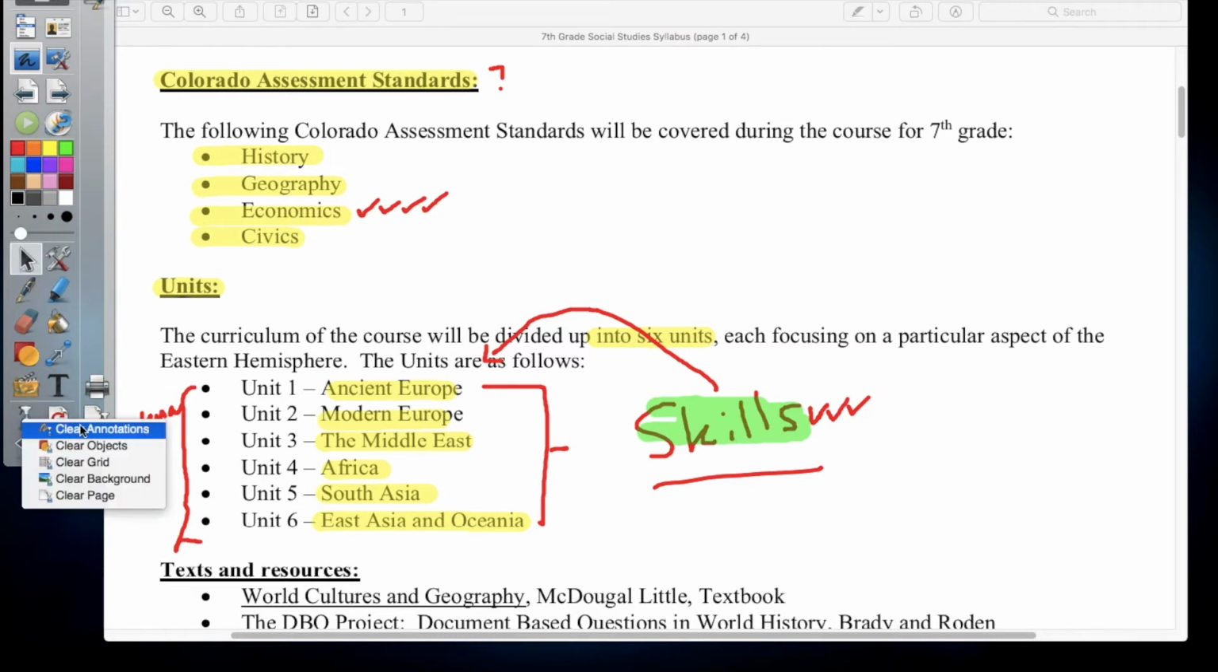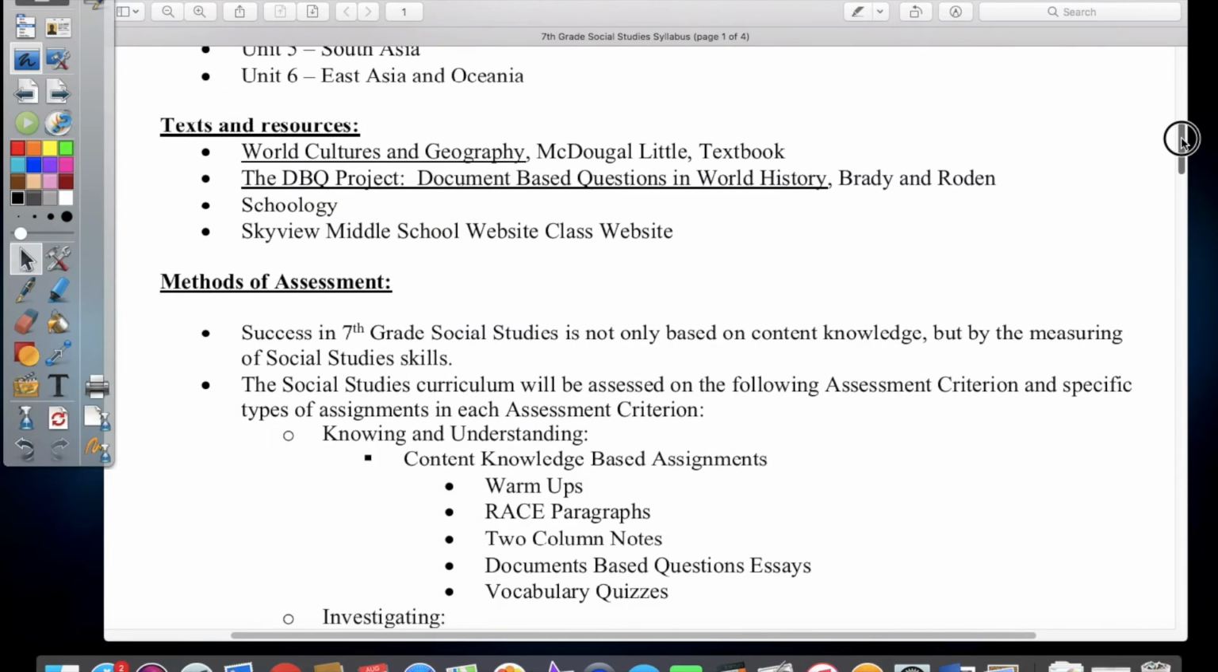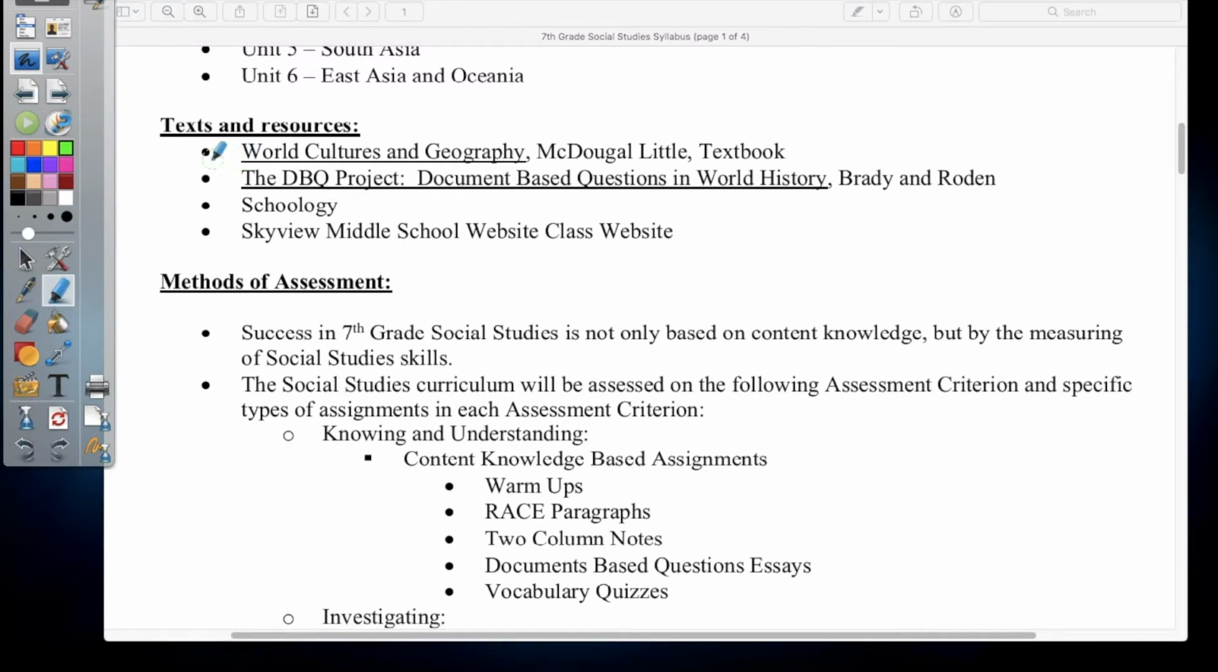Now, let me clear out my annotations here, and we'll continue on with the syllabus. So let's talk about your resources real quick. First of all, for text and resources, you will be using our textbook. Primarily, we'll be using our World Cultures and Geography textbook. It's published by McDougall Littell.